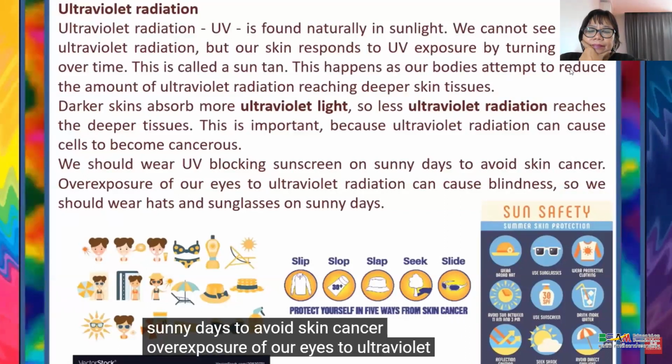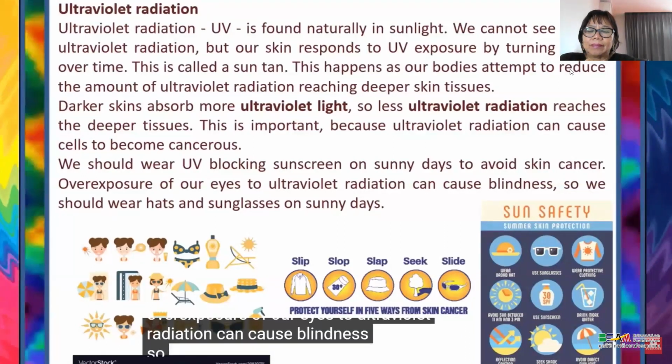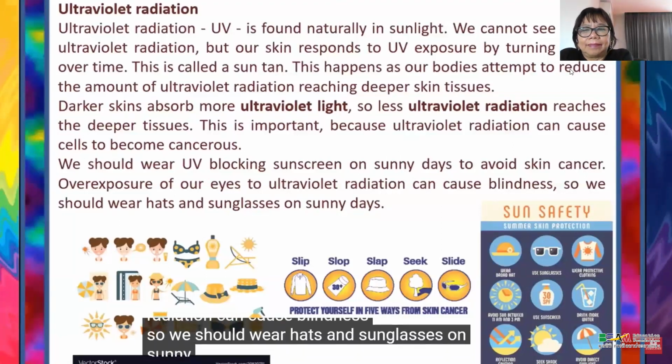Overexposure of our eyes to ultraviolet radiation can cause blindness, so we should wear hats and sunglasses on sunny days.